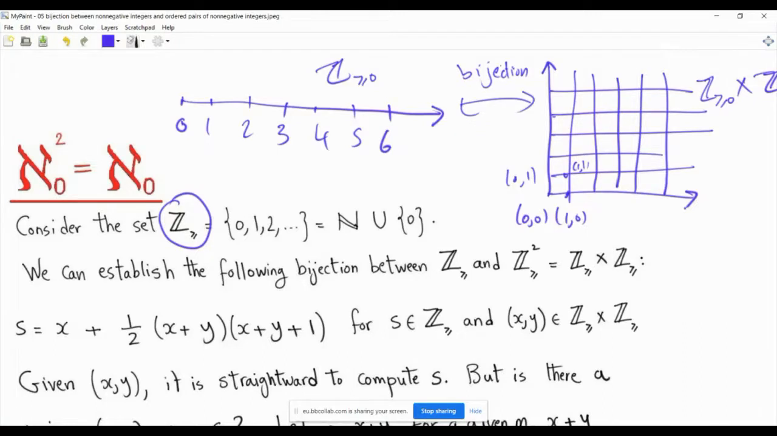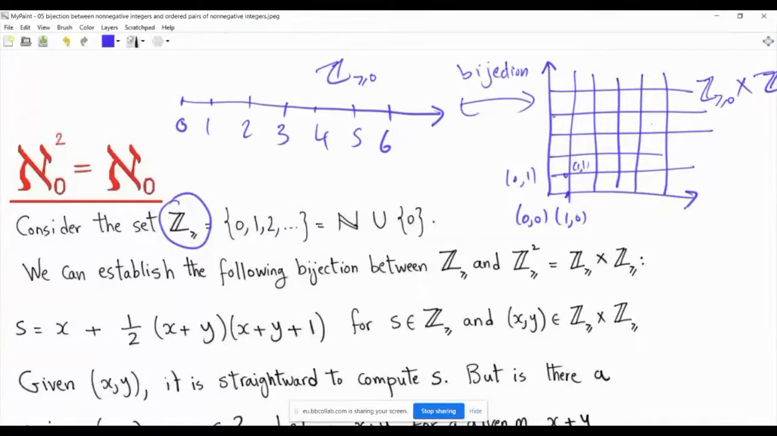Okay, it looks very far-fetched, but in fact, we will establish a bijection. You should basically get used to this weird idea that we can have a one-to-one correspondence between the part and the whole.